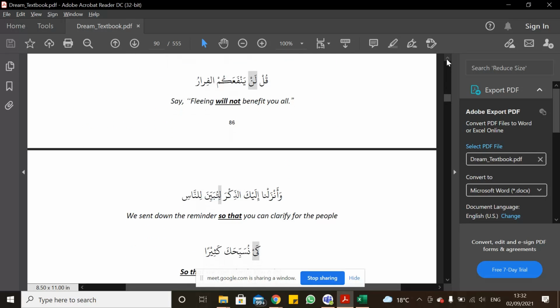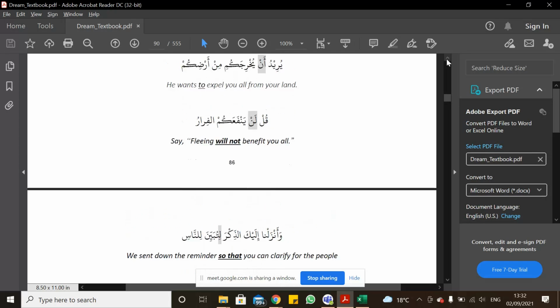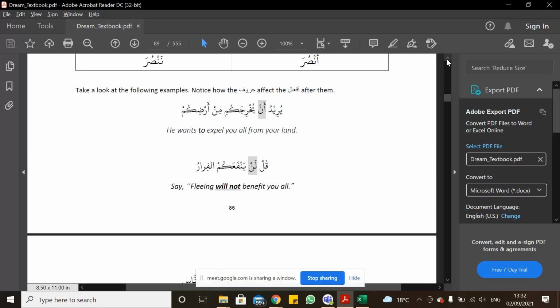Okay. Sister Raisa, I want you to attempt the next one, please. Kullan yanfa'akumul firaru. Kullan yanfa'akum. Okay, so kul. What is kul? It's a verb, and it is a commanding verb that we have not studied, right? So kul means say. It's a command.